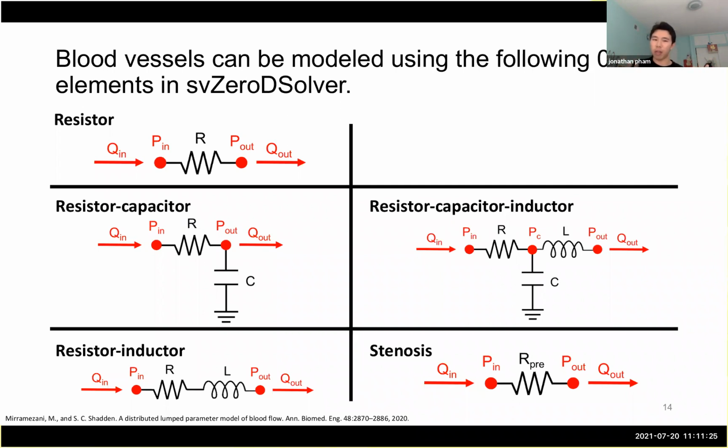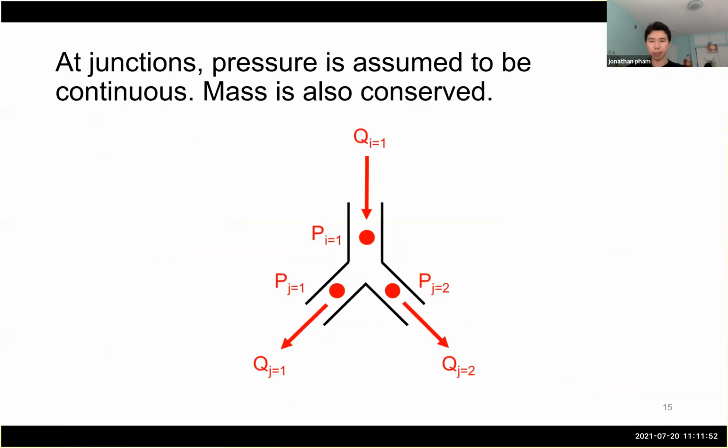captures all three effects. We also have a stenosis element that enables us to capture the energy dissipation from the expansion and flow separation induced by stenosis. And in the future, we're also working to create a combo type of 0D block that enables us to use a stenosis, resistor, capacitor, inductor, as well as other future 0D elements that we might be interested in to add more complexity to our 0D model.